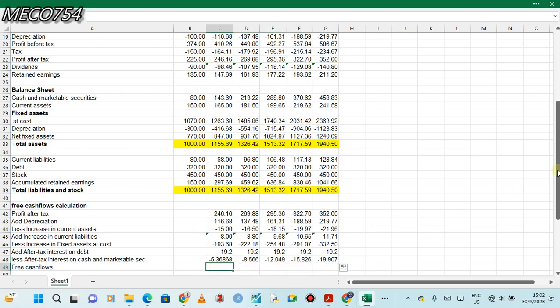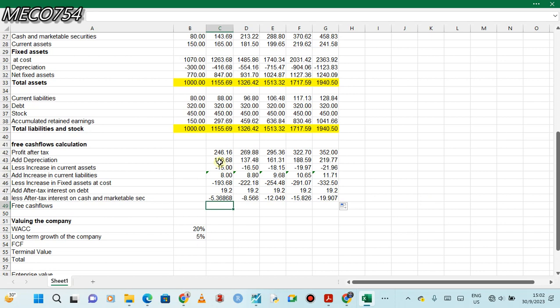So to get our free cash flows, we simply have to add everything that's here. For the column of 2021, it's equal to sum. Then you add everything, 175. Then copy the formula until the end. So the free cash flows for 2025 should be 228. That's how you calculate the free cash flows.